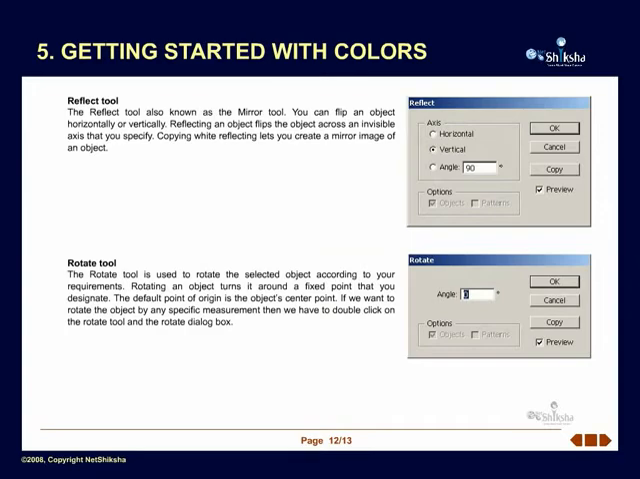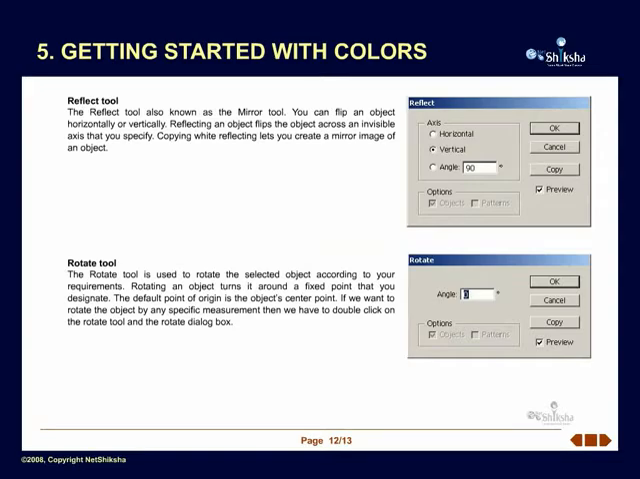Reflect tool. With the Reflect tool, also known as the Mirror tool, you can flip an object horizontally or vertically. Reflecting an object flips the object across an invisible axis that you specify. Copying while reflecting lets you create a mirror image of an object.